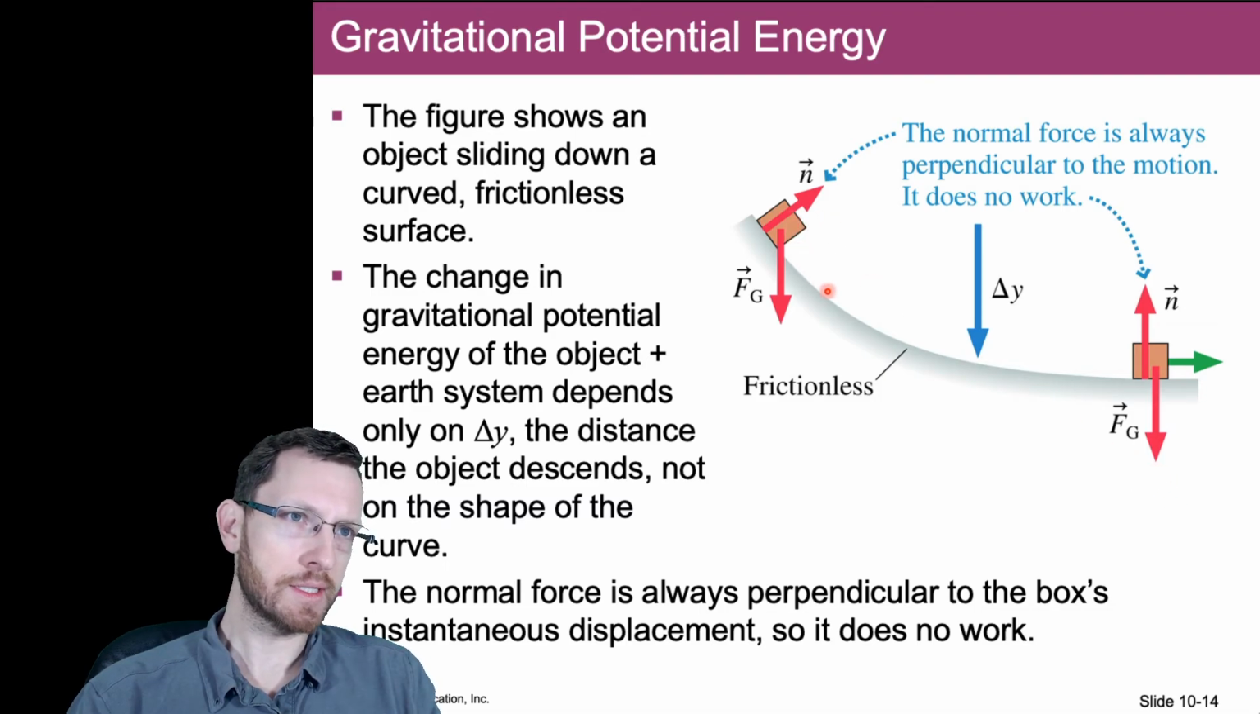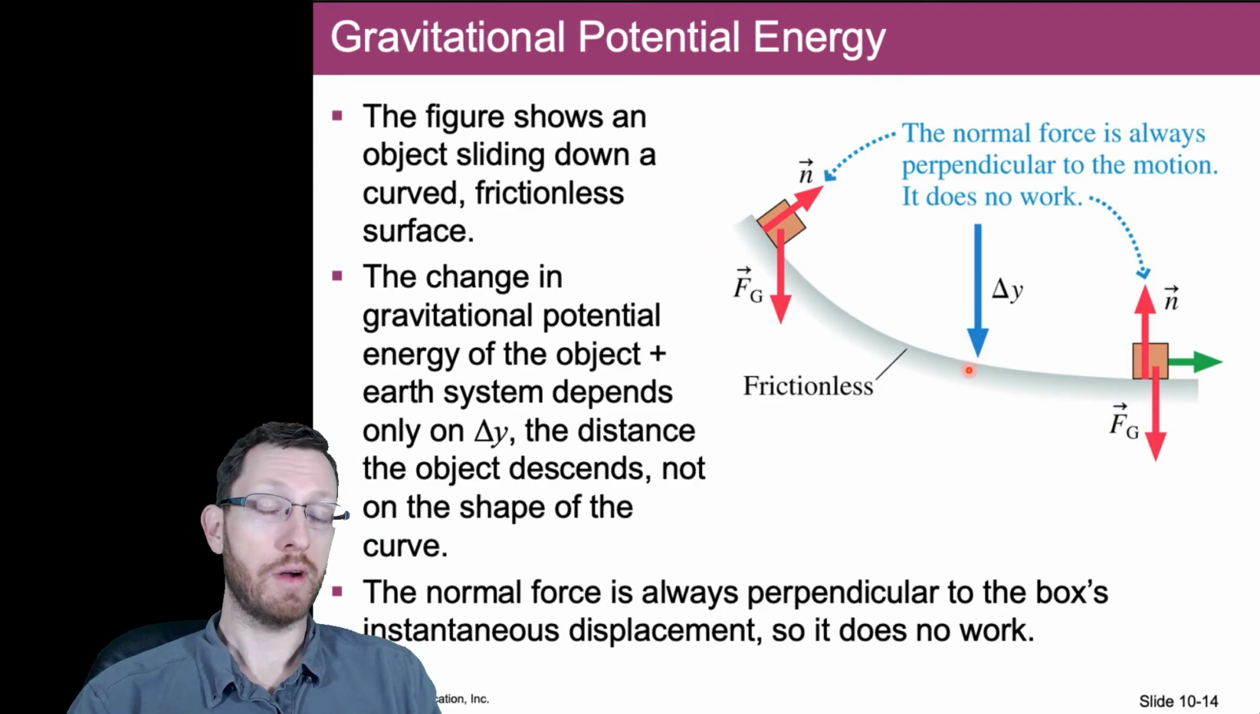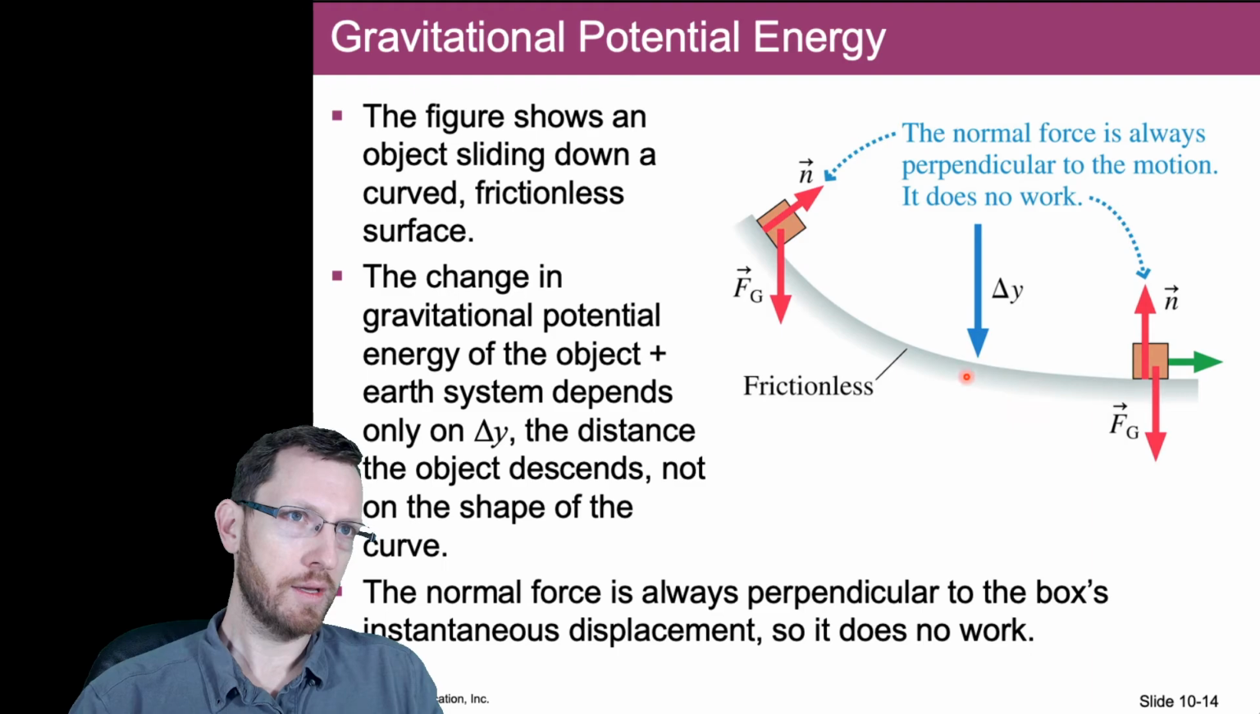So if this object slides down this ramp, it's going to speed up as it goes, and that extra velocity that it ends up with on a frictionless ramp is just going to be equal to the amount of gravitational potential energy lost during that transition. And notice if I change the shape of this curve, as long as I start at the same initial and end up at the same final y, I'll have the same change in gravitational potential energy, and therefore I'll end up with the same speed at the bottom of the ramp.